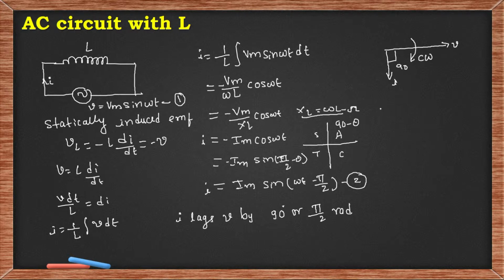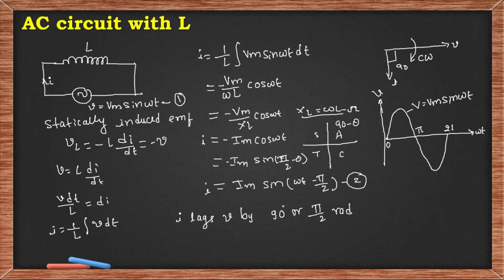Let us see the same thing in the waveform. This is omega t along the x-axis. Let us consider V, the applied voltage, which is a sine wave. So this is V is equal to Vm sine omega t. And the current lags by 90 degrees. This is the 0 reference point, and this is pi, and this is 2 pi, and in between 0 and pi is pi by 2, and the starting point of the current is pi by 2.